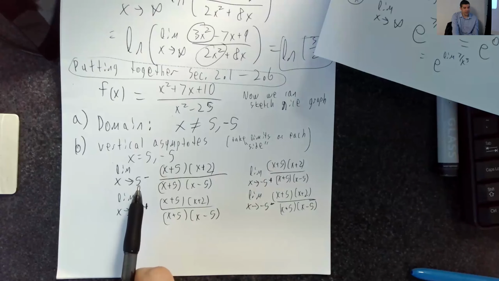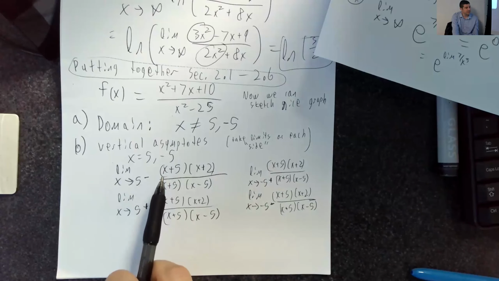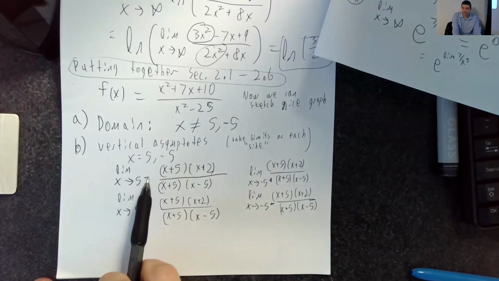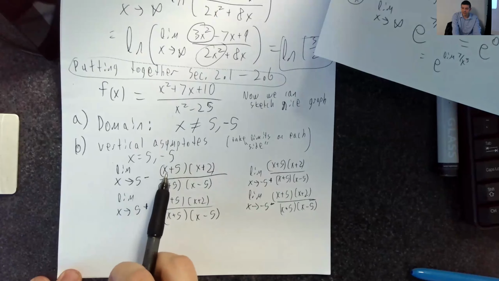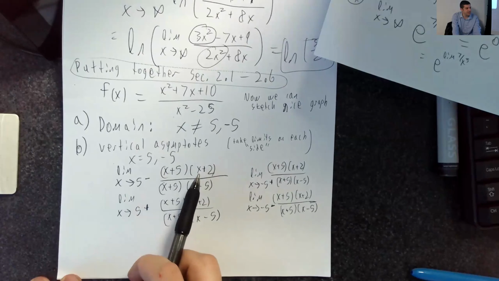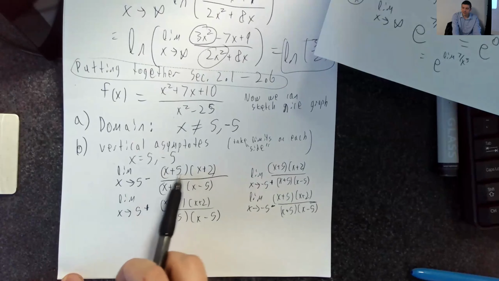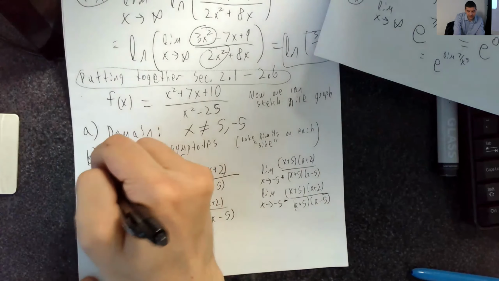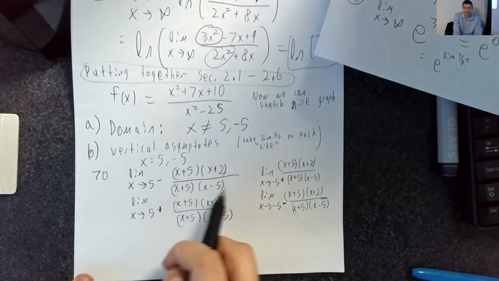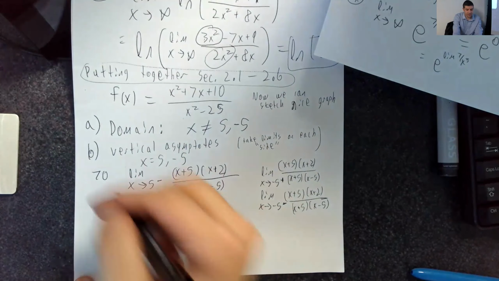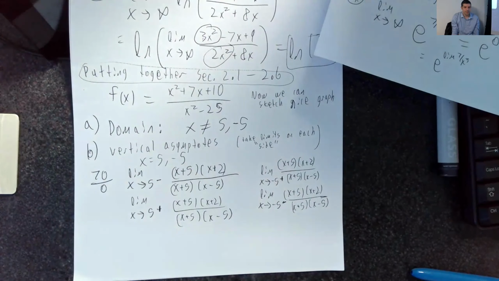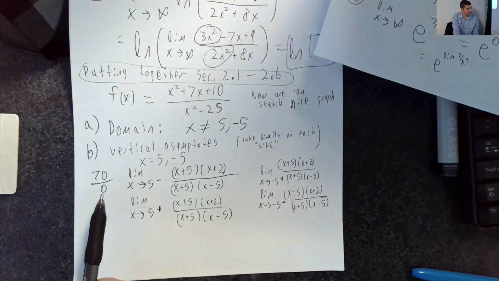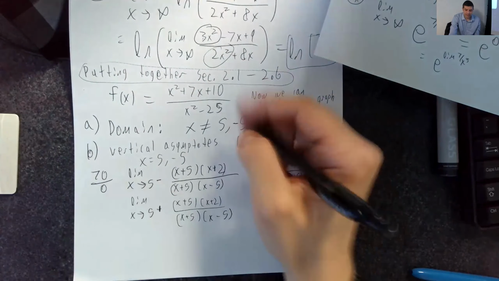Let's plug in 5. What do we get if we plug in 5? The numerator is 5 plus 5 is 10 times 7, which is 70, divided by the denominator, which is 0. Okay, so you have to show this kind of work. You can't just write an answer. You have to show this kind of work. So this is the C over 0 case.